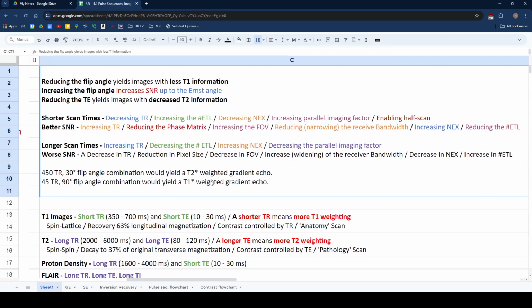So these will make a longer scan time. These are all the opposites of the above. A long TR with a 30-degree flip angle combination will yield a T2 star gradient echo. A short TR with a 90-degree flip angle will yield a T1 star gradient echo.